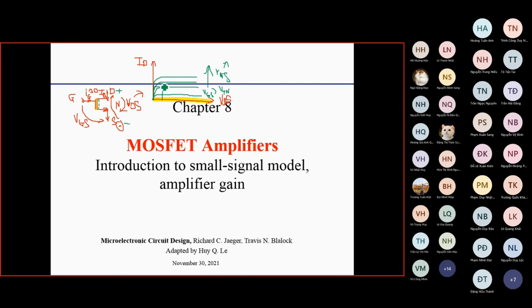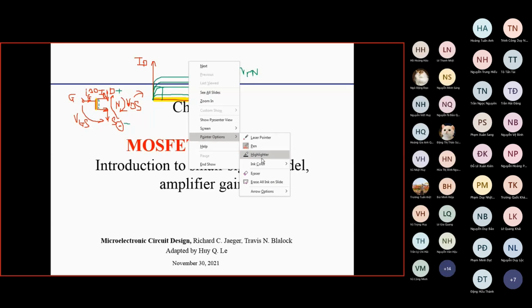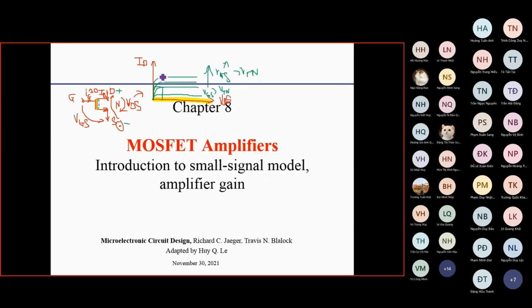So, if VGS is larger than the threshold voltage, then you have two different working regions of the field effect transistor, limited by the boundary here. Okay, there's some boundary here. The boundary here is on the left side.